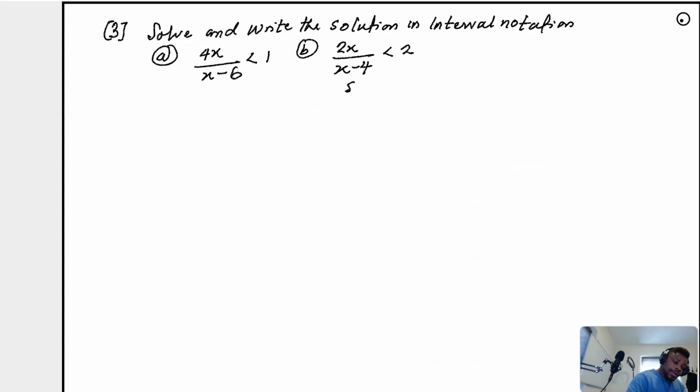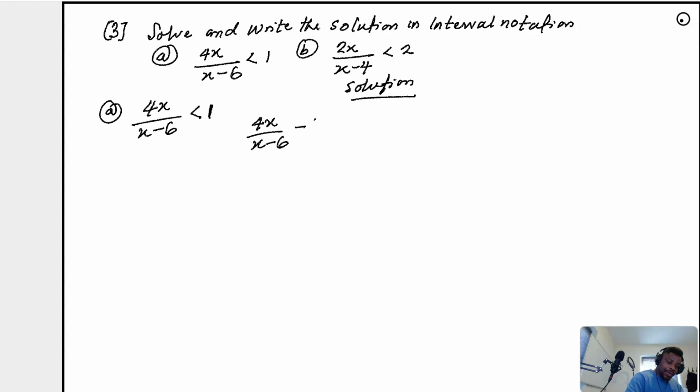Now, let's take question 3. Let's take the A part of that. 4x over x minus 6 less than 1. Remember, first step, the right hand side needs to be equal to 0. In this case, our right hand side is 1. So I can take 1 to the other side. So that will be 4x over x minus 6 minus 1 less than 0. So this is correct now for the first step.